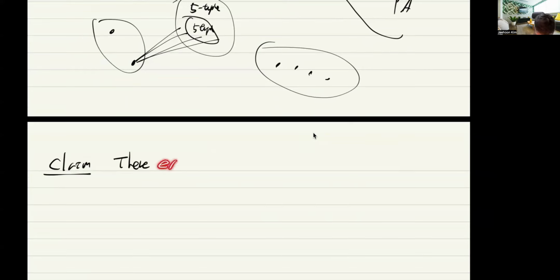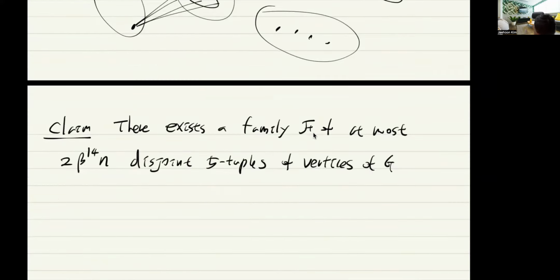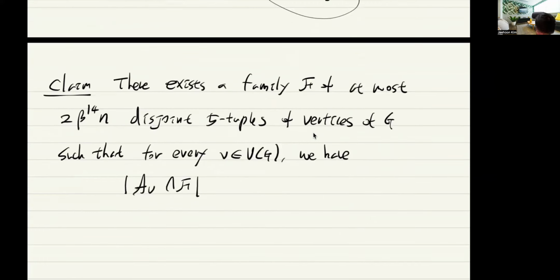So we can show this. There exists a family F of at most 2β^14 n disjoint 5-tuples of vertices of G, such that for every vertex v, in this family F, at least β^20 n many 5-tuples are observing the specific vertex v.